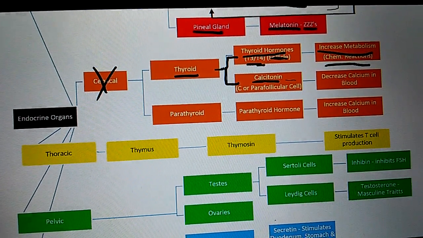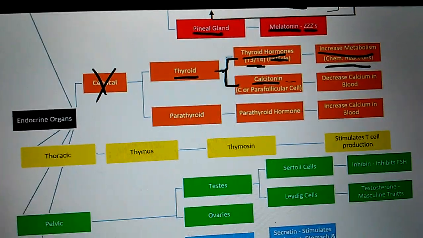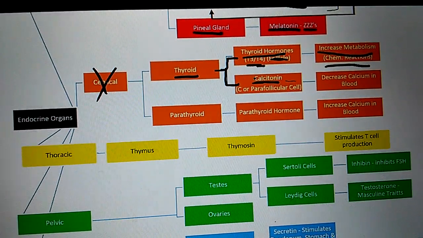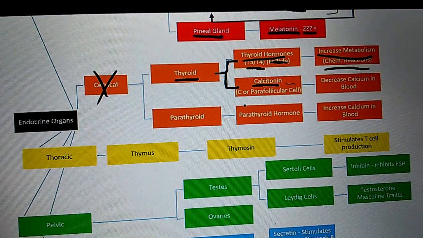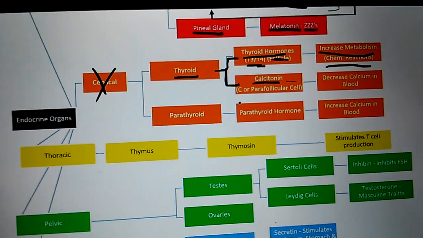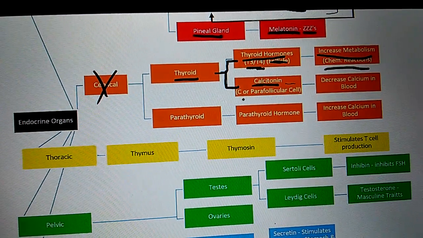So could I ask which of the following is not produced by the thyroid gland? Answer A, T3, B, T4, C, calcitonin, D, parathyroid hormone. Yeah, I could ask that, and then the answer would be parathyroid hormone, because I said which of the following is not produced by the thyroid gland.